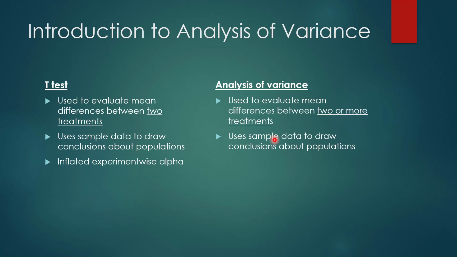It's still using sample data to draw conclusions about the populations, but the test-wise and experiment-wise alpha are similar. So each hypothesis test you do gives you a type 1 error. When you do multiple t-tests, that adds up. When you do an analysis of variance, there are ways that the statistics control for that, and so your individual hypothesis test and your experiment-wise type 1 error are the same. So ANOVA evaluates all mean differences simultaneously with one test, regardless of the number of means. So it avoids the inflated experiment-wise alpha.